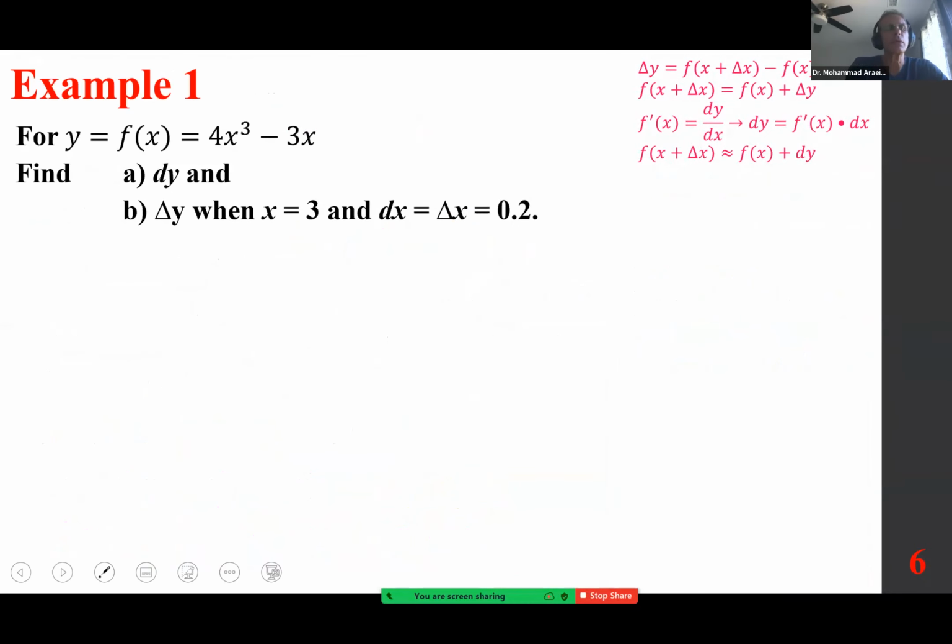Let's look at a simple example. f of x is 4x cubed minus 3x. Y, or f of x, is 4x cubed minus 3x. We are asked to come up with dy and delta y when x is 3, dx or delta x is 0.2. So first and foremost, anytime they ask you for dy, find f prime of x or dy/dx.